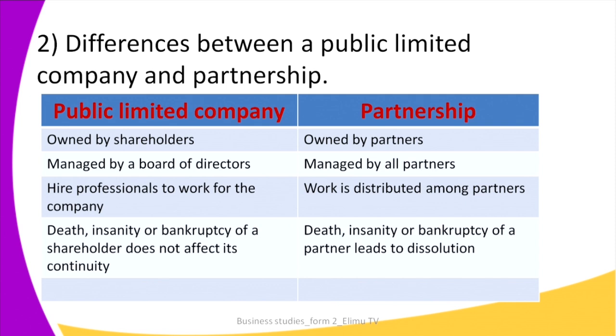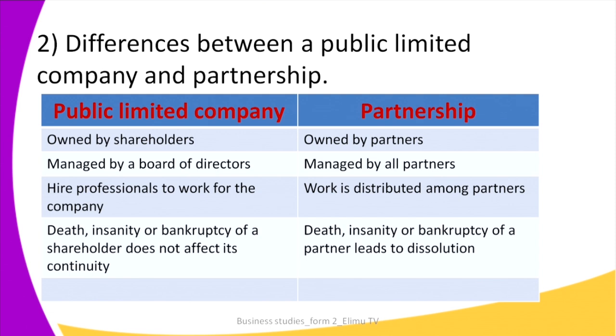a public limited company is managed by a board of directors. And remember, in this one we said that the shareholders are kind of alienated. So decisions are made by the board of directors that is appointed, or that is voted for, to manage the company. But in the case of a partnership, you'll find that a partnership is usually managed by all partners. So all partners take part in the management of the partnership.